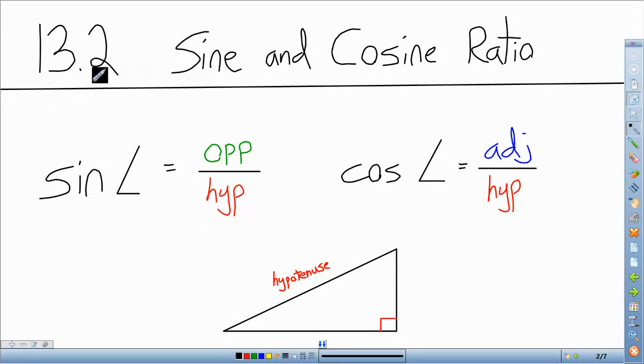So first things first, go ahead and get the title at the top of your paper, get these 2 new trig ratios, sine and cosine, and then draw yourself this little triangle because I'm going to use it as an example when I'm looking at these ratios. Okay, go ahead and get it.